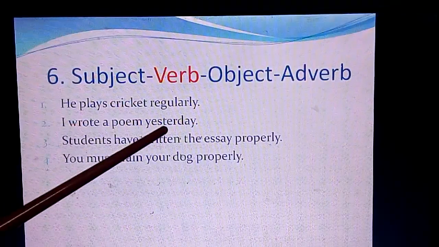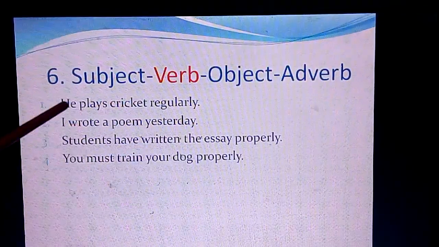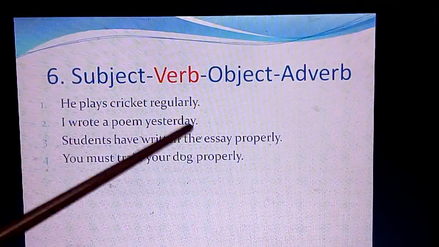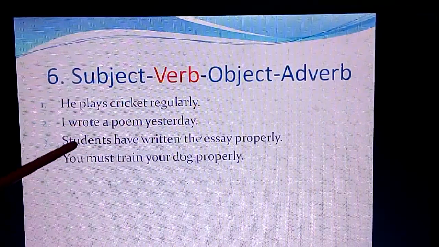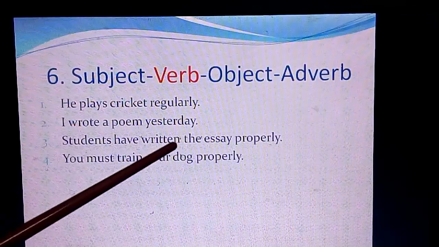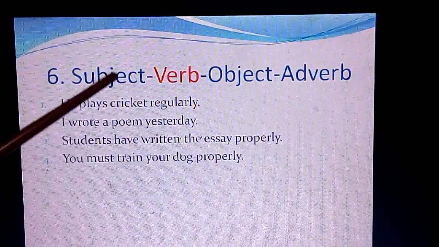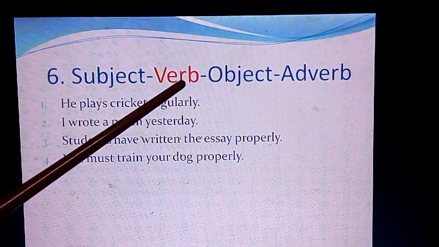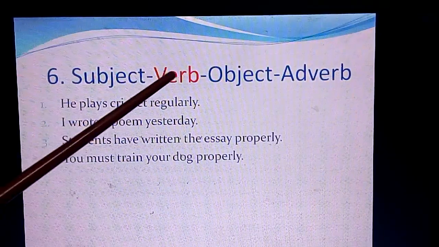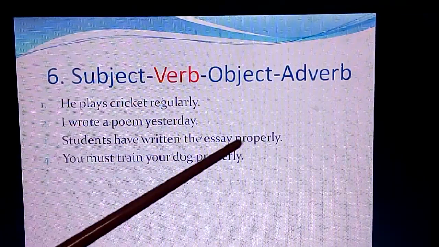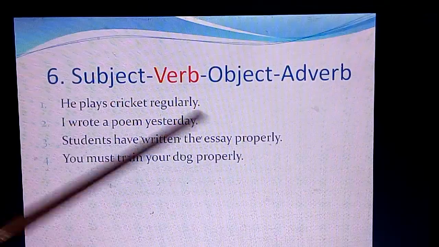I wrote a poem yesterday. I wrote, verb, a poem yesterday. Students have written the essay properly. Students, subject, have written, verb, a finite verb, and the essay, object, and elaboration, properly, adverb.